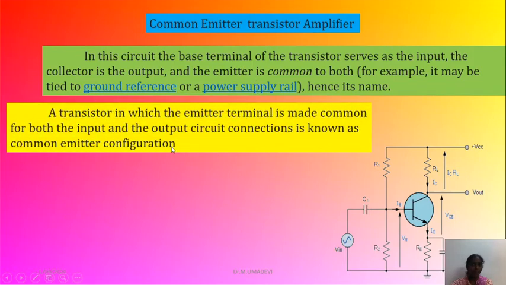So what is the definition? A transistor in which the emitter terminal is made common for both the input and the output circuit connection is known as the common emitter configuration.